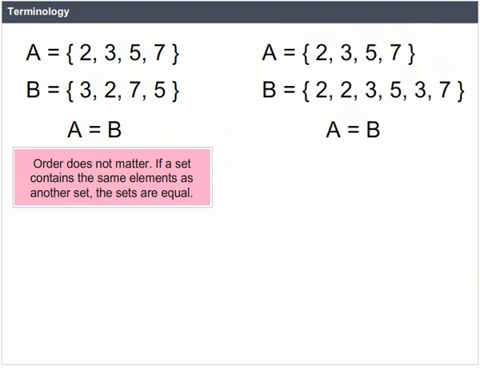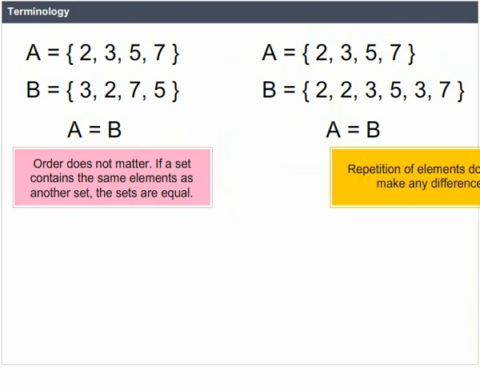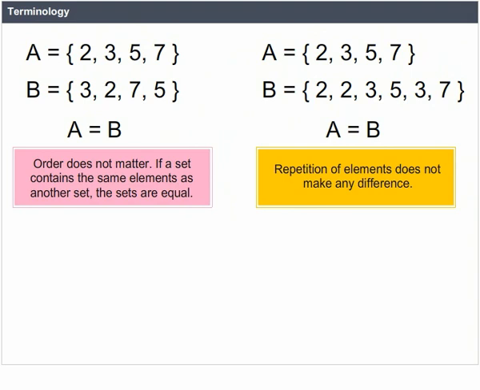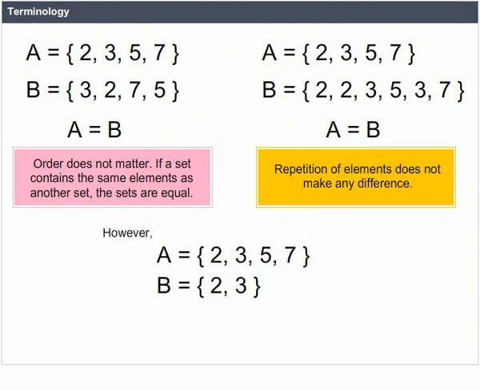A equals {2, 3, 5, 7}. B equals {2, 2, 3, 5, 3, 7}. A equals B. Repetition of elements does not make any difference. However, A equals {2, 3, 5, 7} and B equals {2, 3}. The elements 5 and 7 are not available in set B. Hence, A is not equal to B.